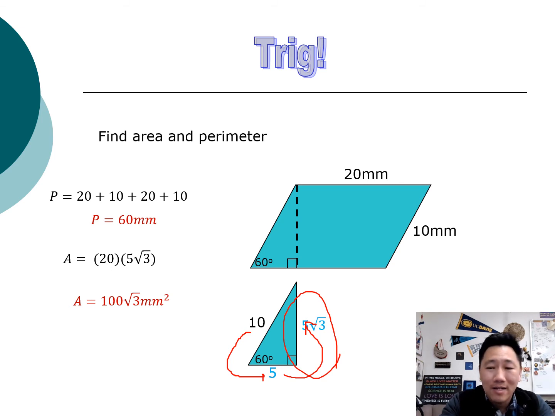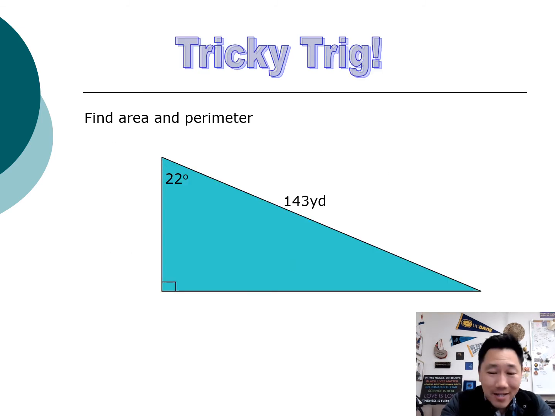One last example for the day. Tricky trig. Now we have to do another one, but it's tricky. Let's see how it's tricky. We have to find the area and the perimeter. Well, the base is not given and the height is not given. So basically the two things we need are not there. But fortunately, we can use SOHCAHTOA to find the base and the height. Let's call that x.